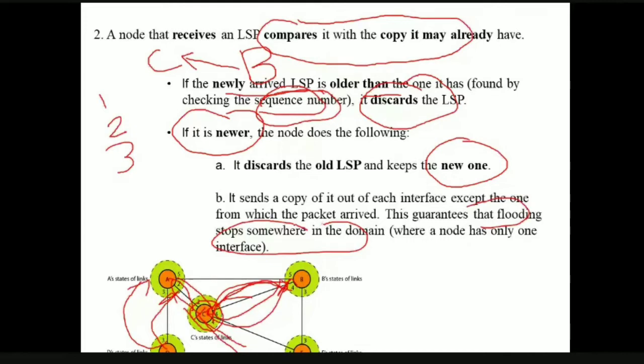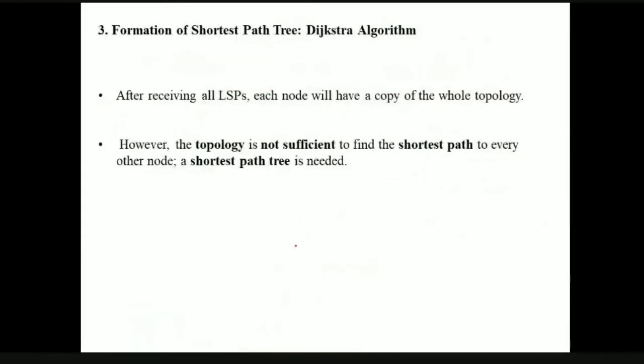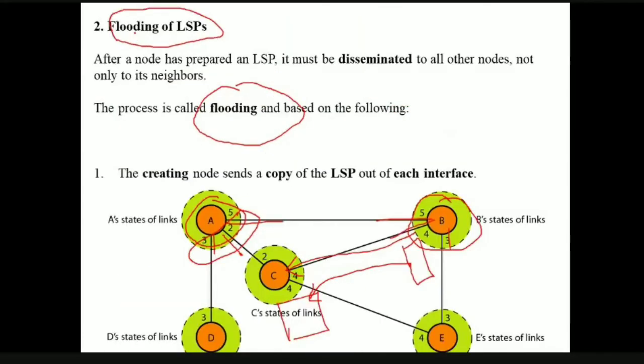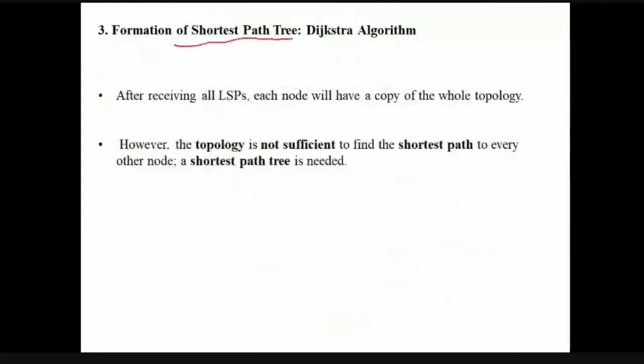Okay. Now, coming to the third part, a very important part. What was the second part? How we are going to flood the LSVs. So in this manner, we are going to flood the LSVs. The third part is the formation of the shortest path tree.